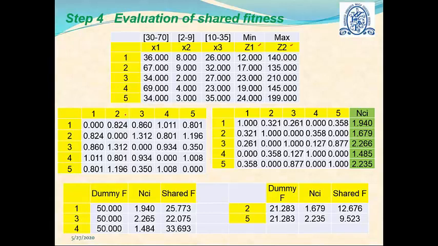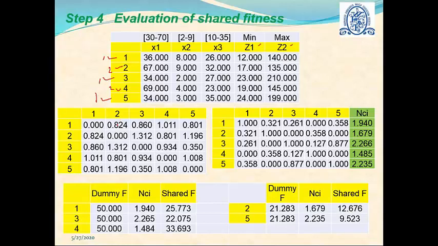Let us assume that by applying the previous procedure, solution number 1, solution number 3, and solution number 4 got non-dominated status in the first sorting. Therefore, we call them rank 1 solutions. Whereas solution number 2 and solution number 5 are rank 2 solutions.